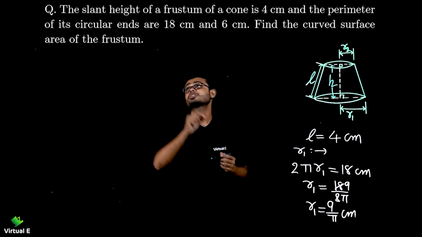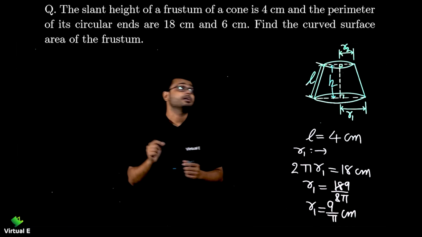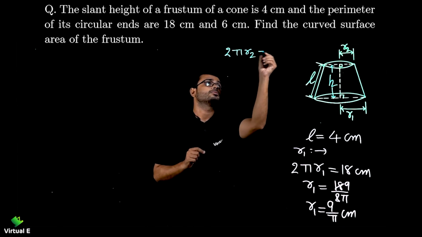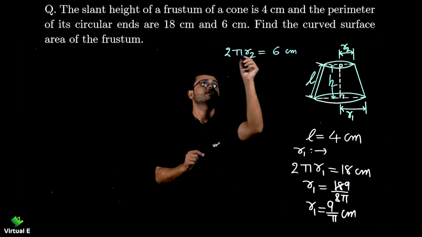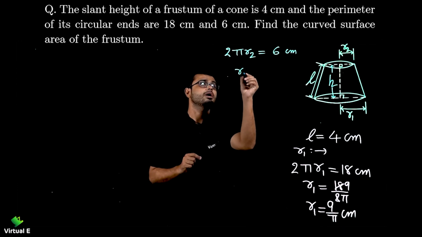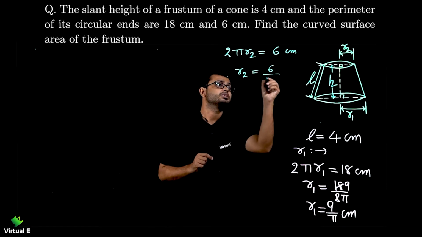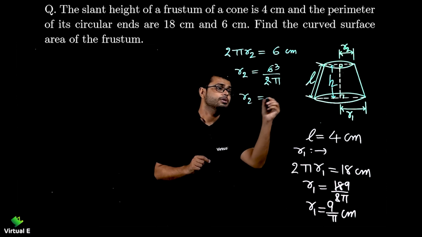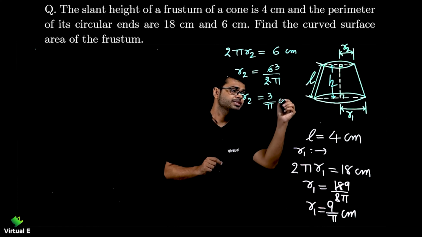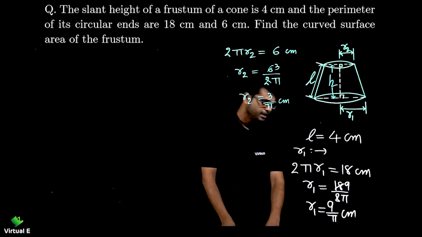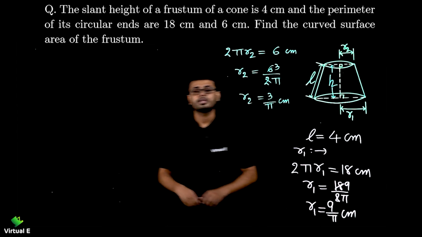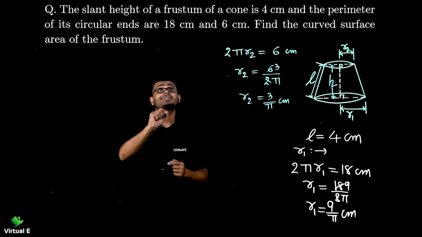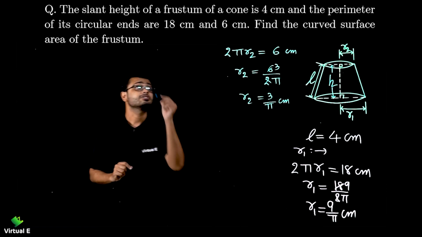Let's do the same calculation for R2. Here the perimeter is 6 centimeter. So 2 pi R2 is equal to 6 centimeter. Now let's take this 2 pi into the denominator. So R2 is equal to 6 by 2 pi. 1s and 3s, so R2 is equal to 3 by pi centimeter. So these are the two radii, 9 by pi centimeter and 3 by pi centimeter. Now we have the value of L as well. And what do we want to find? CSA, curved surface area.